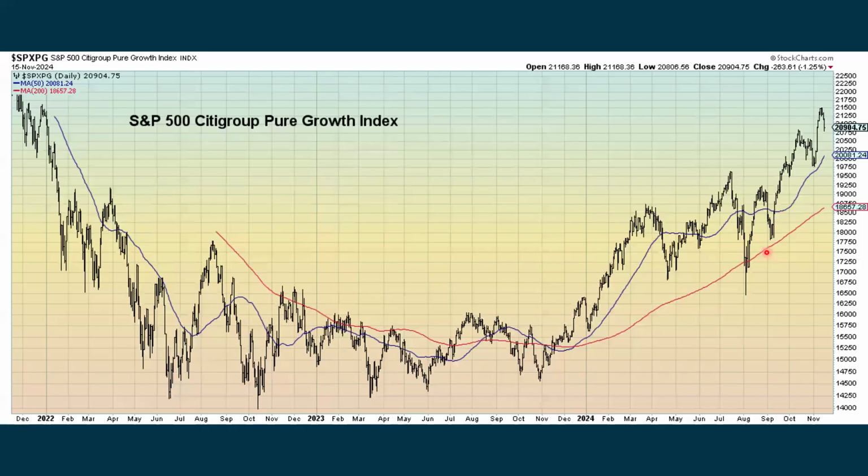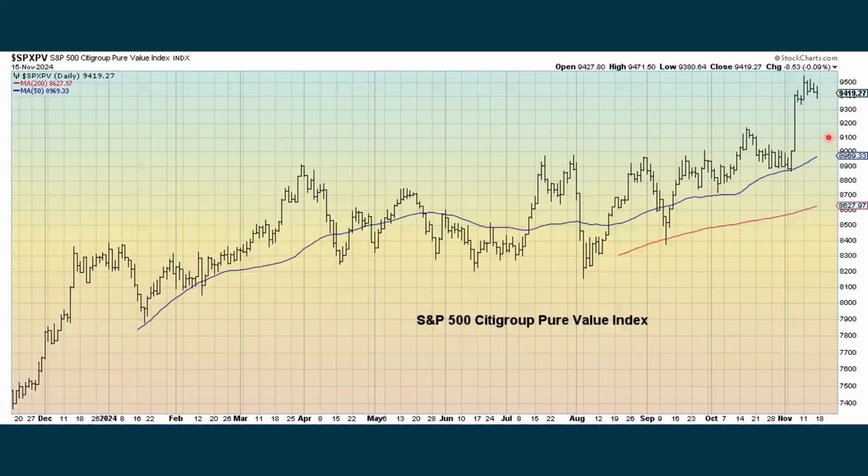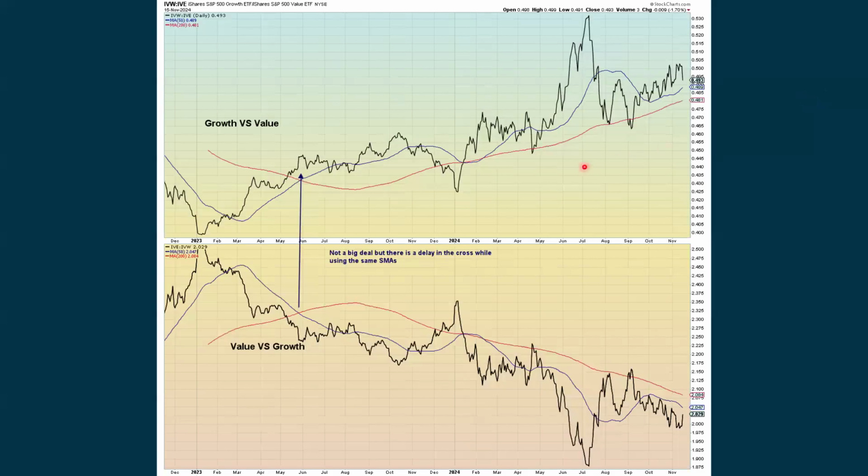I first start off by just looking at growth all by itself in an uptrend, even though it got smacked a little bit this past week. Value also took it a little bit on the chin this past week, but in an uptrend by itself. Where we get insight is when we do ratios between the two. I take growth and I divide it by value. And then I have a number of different charts with a number of different indexes and ETFs to see if we can reach a consensus about how is growth doing compared to value.